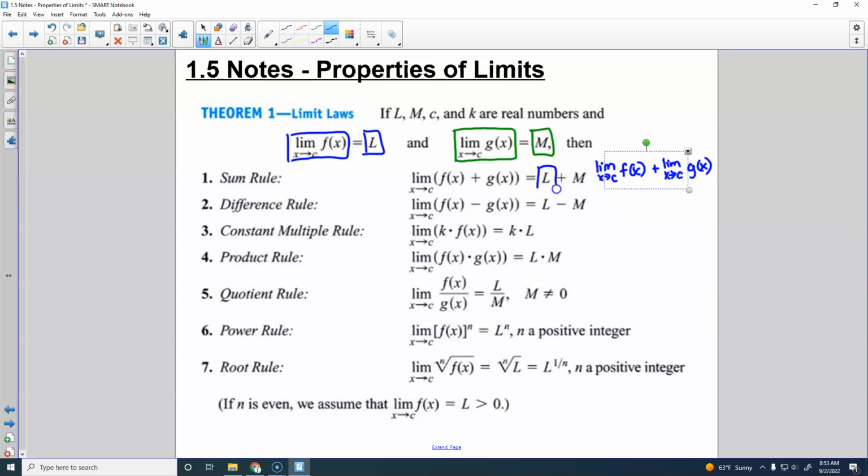So that L is your limit as x approaches c of f of x. The M is the limit as x approaches c of g of x. So that rule is going to apply in any situation that we're dealing with limits. A very similar rule is true for subtraction. So the difference rule tells you pretty much the same thing, except if you're subtracting, then you would have L minus M there, right? So the limit as x approaches c of f of x minus the limit as x approaches c of g of x.